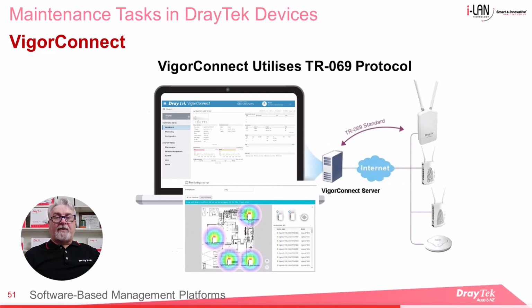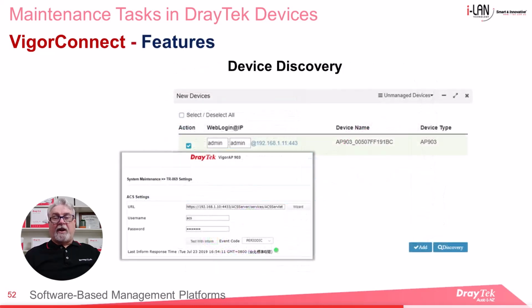As with VigorACS, VigorConnect also utilises the TR069 standard for communication between the VigorConnect server and the CPE devices. VigorConnect includes device discovery, which automatically discovers DrayTek Vigor access points on the local area network and can auto-configure the TR069 settings. You basically set everything up in VigorConnect and it pushes the configuration to the APs, which is much quicker and easier than configuring each device one by one. However, for this to happen, the access points will need to be at their factory default settings when installed in the network.